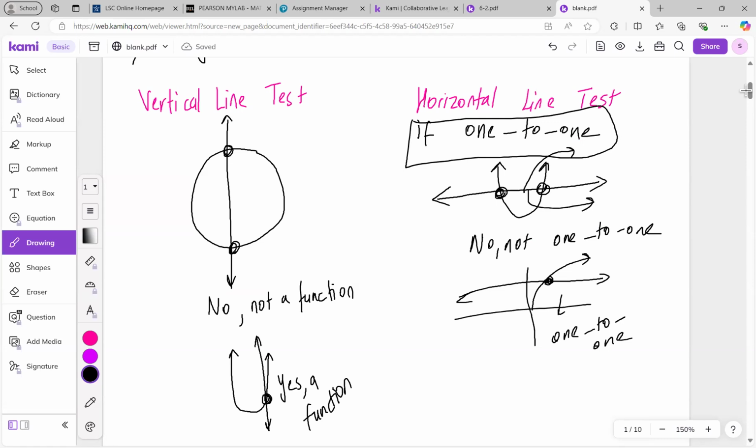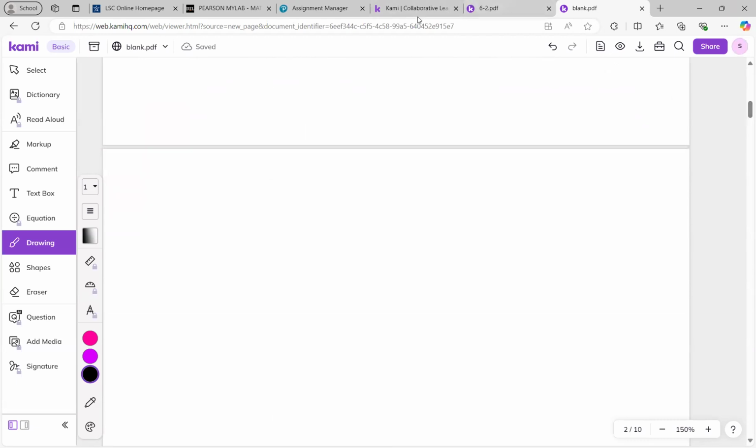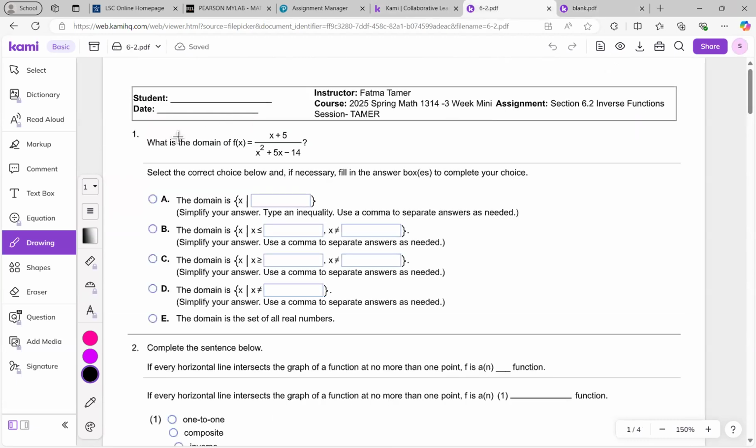And then it will not be a function. It's not going to pass the vertical line test. So only one-to-one functions will have an inverse that is a function. So let's start with the assignment problems now. The first question is not about inverse functions.